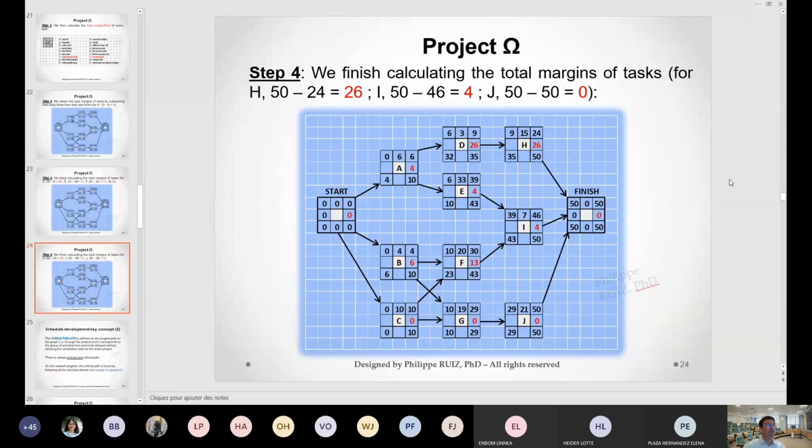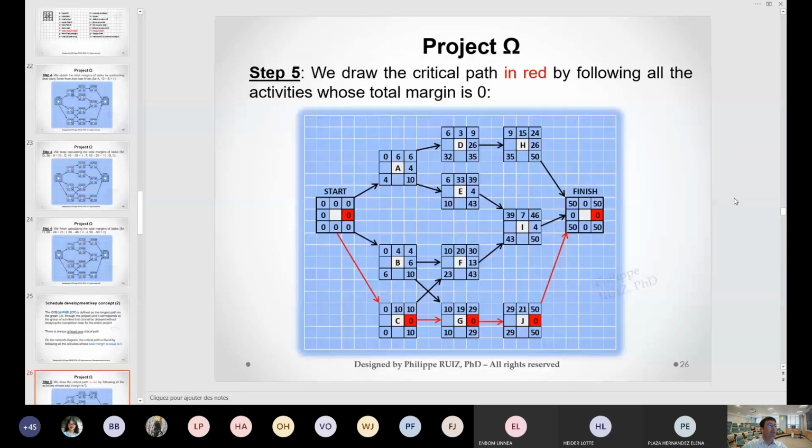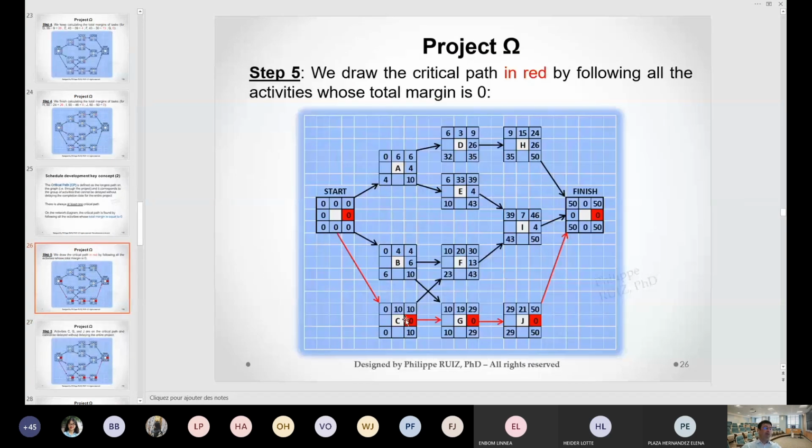And then I'm finished. I've computed the margins for all my tasks. You can see that some tasks have a margin of a significant value, others have no margin or a margin of 0. We call the tasks that have 0 margin the critical path, critical tasks. I've highlighted here the critical path. All the tasks that have 0 margin are critical and are said to be on the critical path.